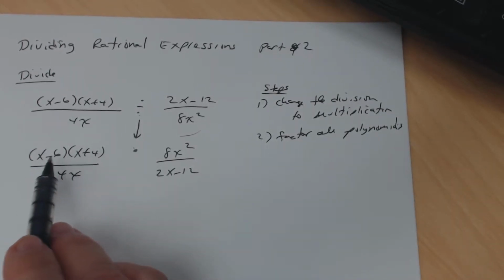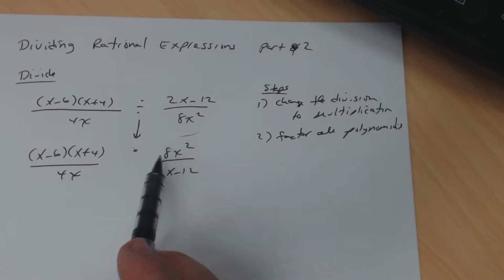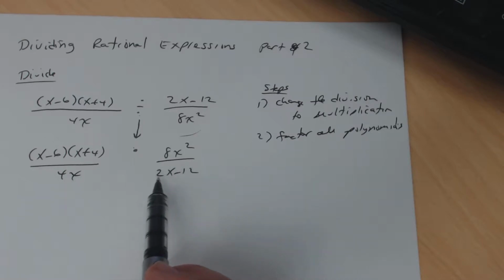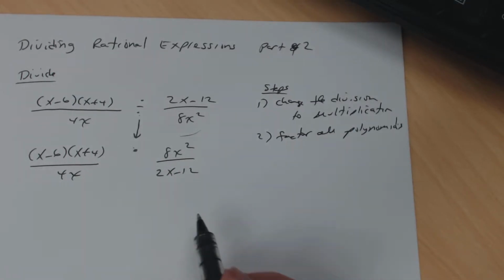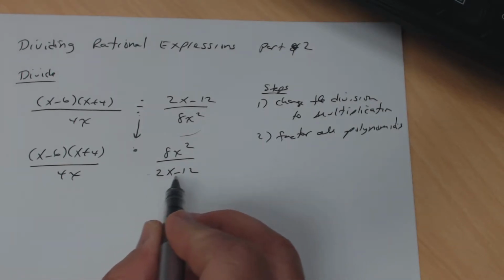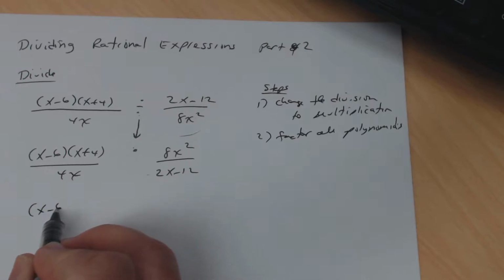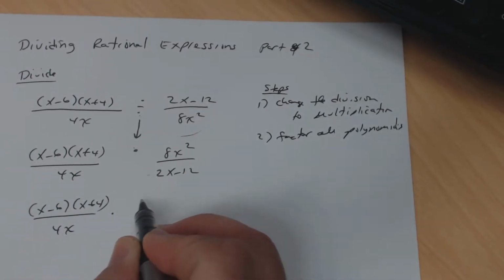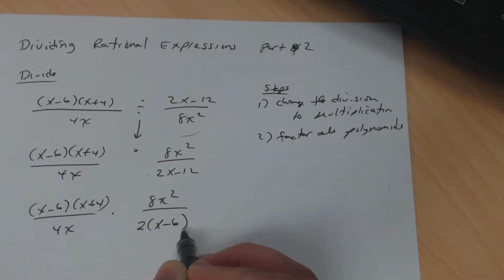This is already factored. If you notice, it's a product of factors. This is a monomial, so leave it alone. This is a monomial, so leave that alone for right now. The only one I can factor is this binomial, because both terms have a 2 as a GCF. So I get x minus 6 times x plus 4 divided by 4x, times 8x squared divided by 2 times x minus 6.